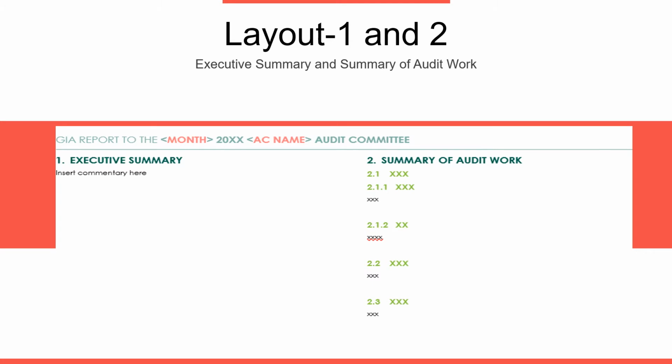Now, what should be the layout of pages one and two. One is the executive summary, and this one is a summary of the audit work. Here you can put the summary of the audit work and you can include your commentary in this part. It depends on your requirement, on the audit committee's requirement, and on your audit function.